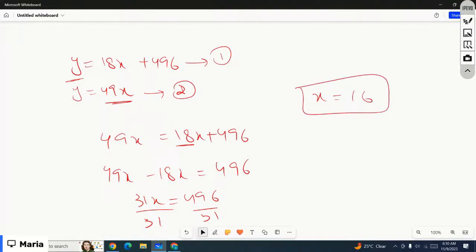Now you can substitute x equals 16 in equation number 2 and evaluate the value of variable y. So it would be 49 times 16, because x has the value 16. So 49 times 16 is 784. So y equals 784. That means the solution of the system of equations is 16 and 784. Got it?